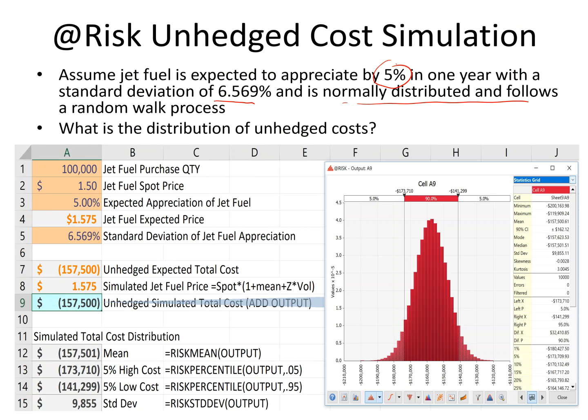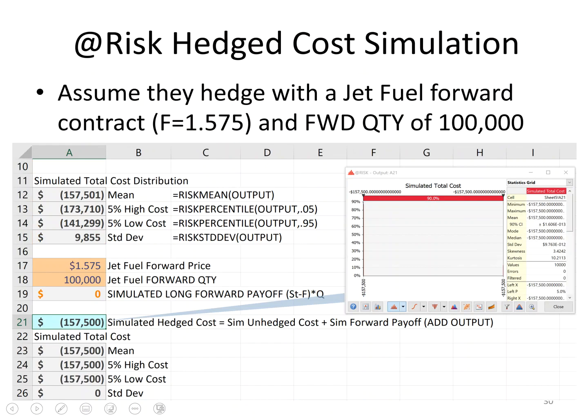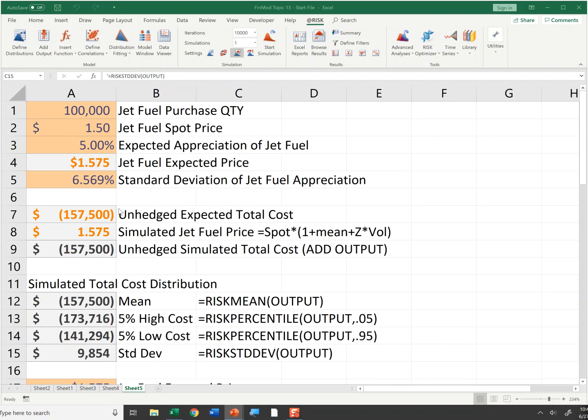Now what we're going to do is simulate a hedging strategy. Let's just pretend in this first example that they are able to get a forward contract on all of their jet fuel, a quantity of 100,000, at a forward price of 157.5, the expected spot price. What we'll do is add that forward contract to their underlying risk exposure to jet fuel and see what it does to their total risk. So what I'm going to do is come down here.